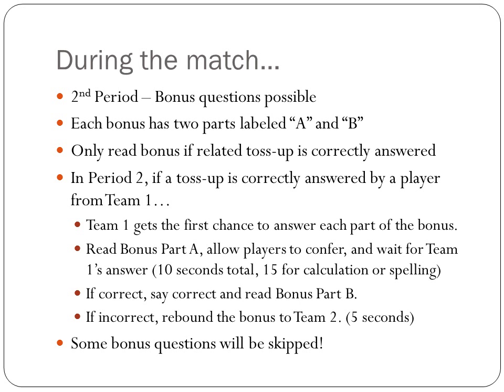The second period has 10 toss-up questions with possible bonus. Bonus questions will have 2 parts labeled A and B. Bonus questions will only be read if the related toss-up question is correctly answered before it. For example, bonus question number 20 will only be read if toss-up number 20 was correctly answered. In the second period, if a toss-up is correctly answered by Team 1, then Team 1 gets the first chance to answer each part of the bonus.